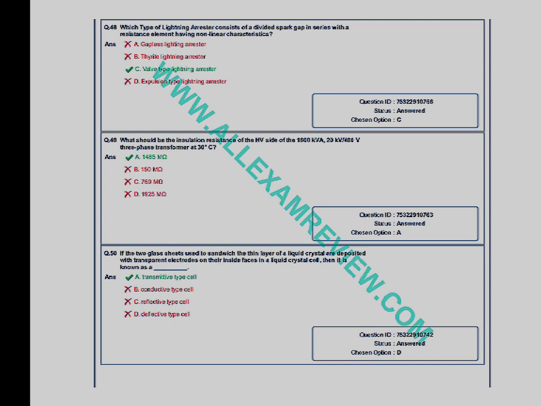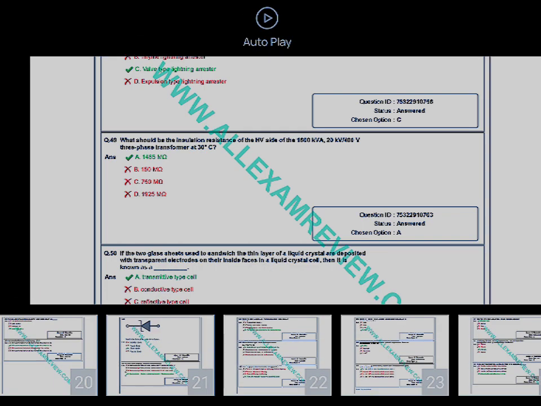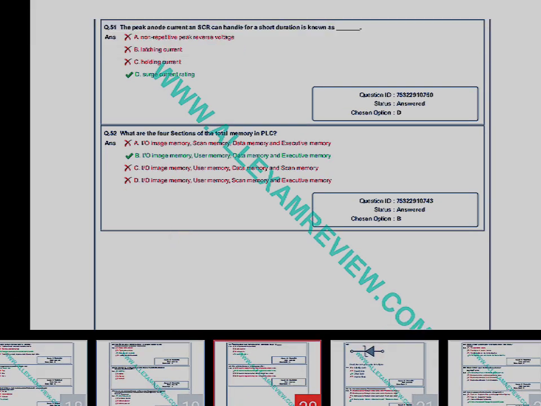If two glass sheets used to sandwich the thin layer of liquid crystals are deposited with transparent electrodes on their inside faces in the liquid crystal cell, then it is known as. First option is right, transmissive type cell. No problem. Okay, 10 questions more to technical over.